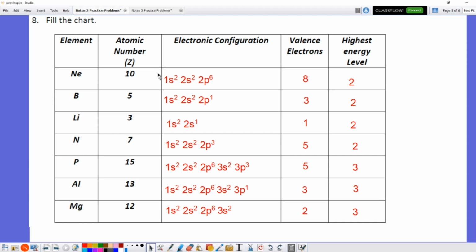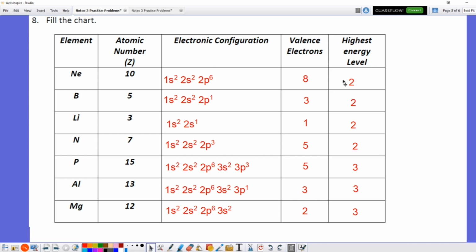The number of electrons is going to equal the atomic number. So the atomic number, which is the same as the number of protons, which is also the same as the number of electrons, will tell me how many electrons I have to fill in. So these are all the electron configurations for all of these elements. And if you wanted to double check, the way you could do that is by adding up all of the indexes, all these exponents. When you add those up, they should equal the same number that you have over here. Now, I'm going to skip the valence electrons column and come back to that.